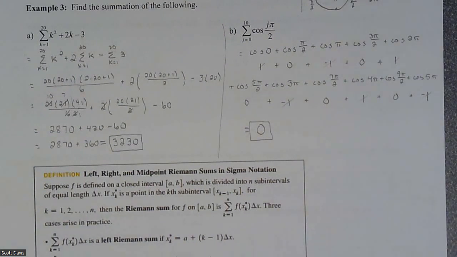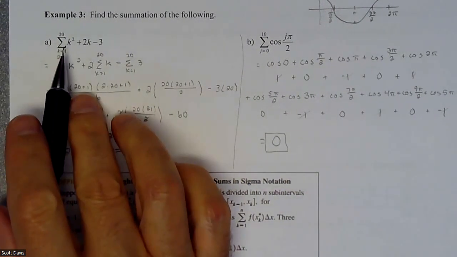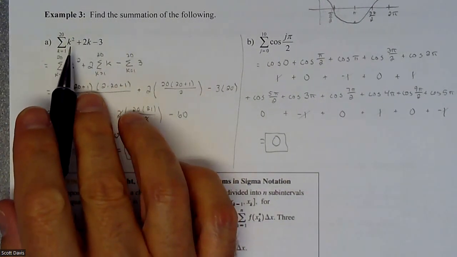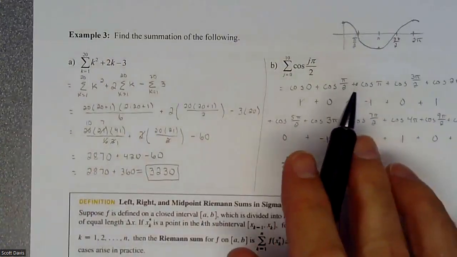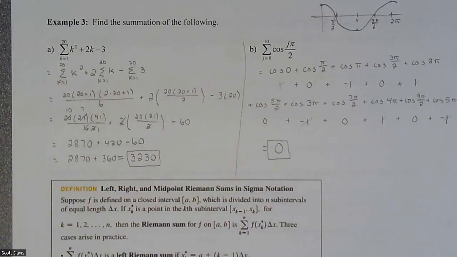And that was a couple different types of examples here. This one has a formula because of the fact that we have just a square, a quadratic, and a linear kind of a piece to it. But trig values don't have that, so we actually kind of have to go through all the individual values and add them all together.